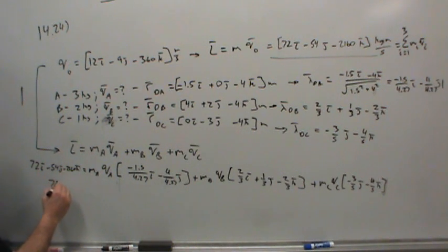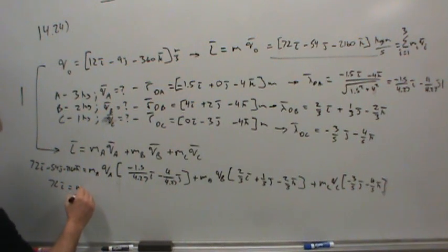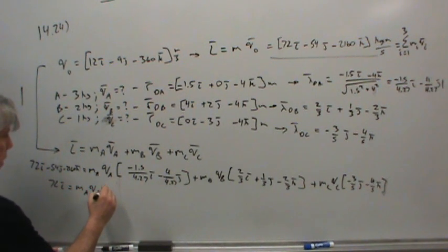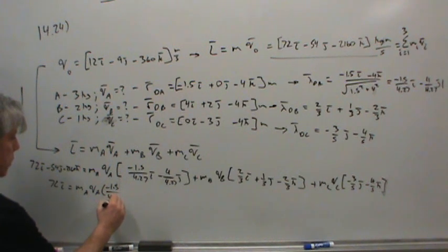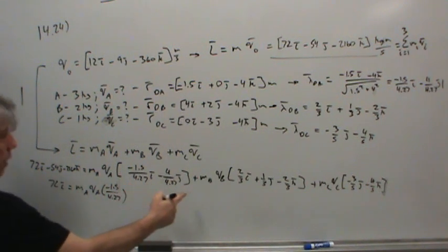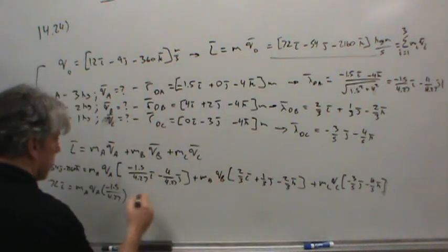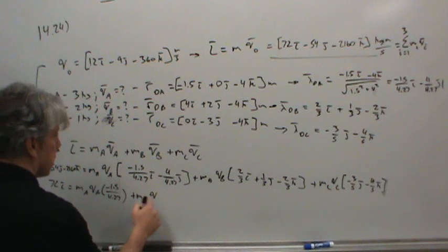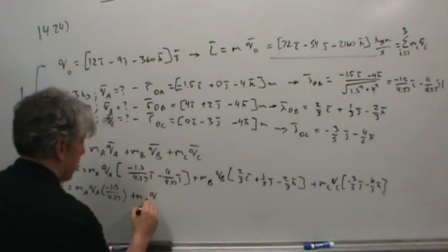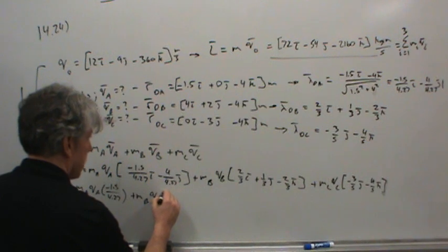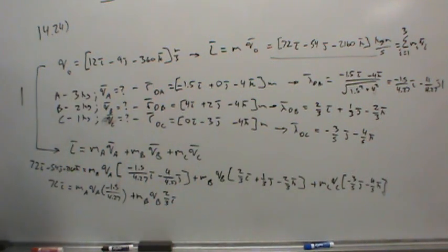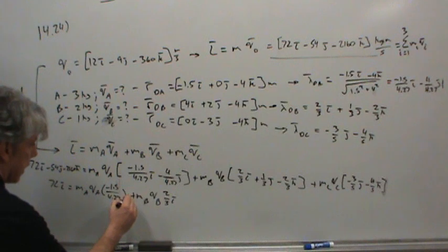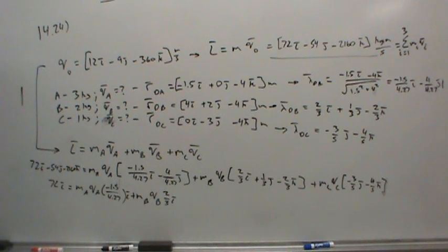Well, we'd have 72I equals MAVA times negative 1.5 over 4.27. That's this term. Is there an I contribution here? Yes. Plus mass of B, excuse me, this is a B, not an A. Mass of B, velocity of B times 2/3 I. There's the first equation. Oh, I forgot the I here, didn't I? And of course the I's all cancel. And there's our X component equation.